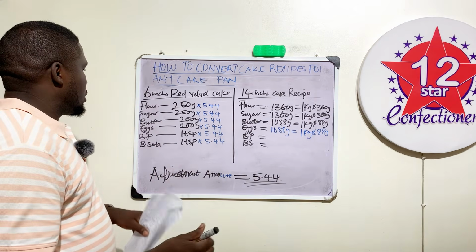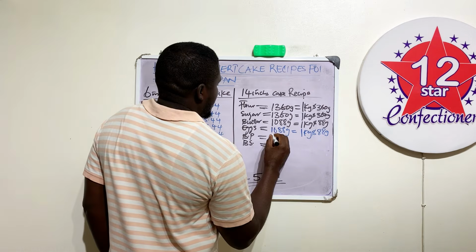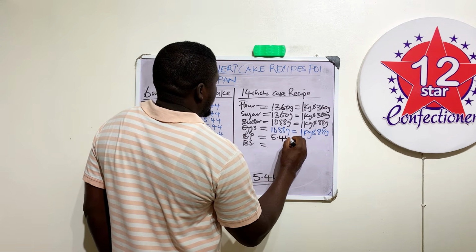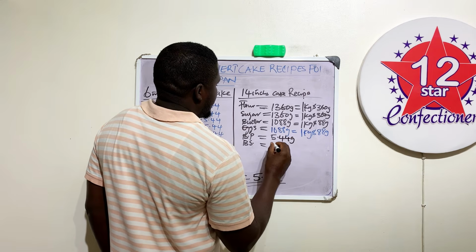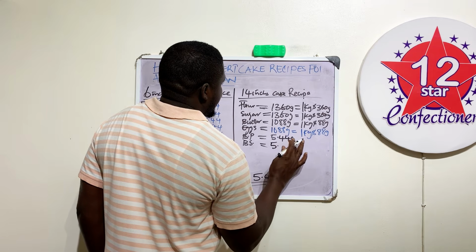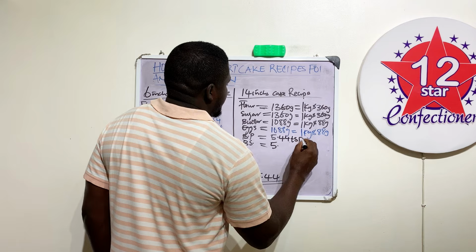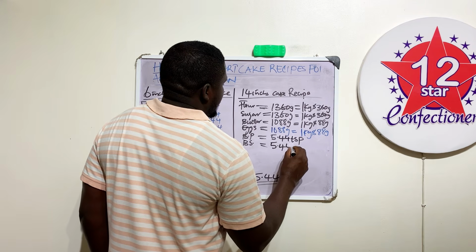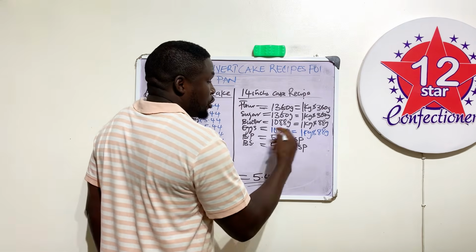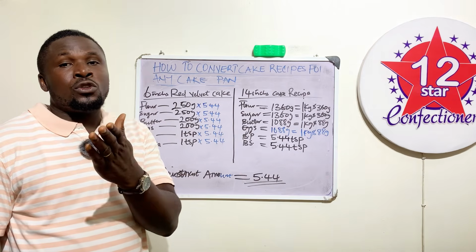So let's go for our TSP. It will give us 5.44 TSP. Thanks for that correction. In our next class, I'll teach you how to convert it to grams. We are done with the calculation.